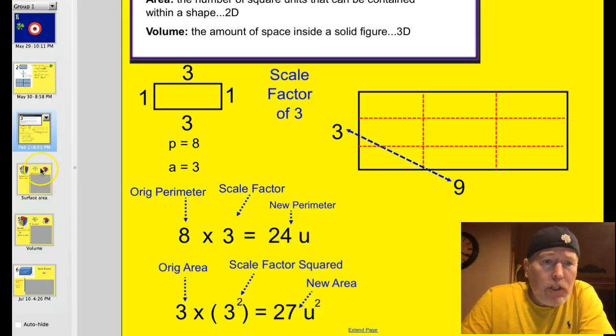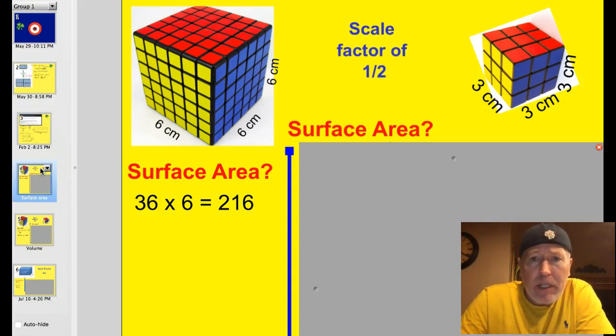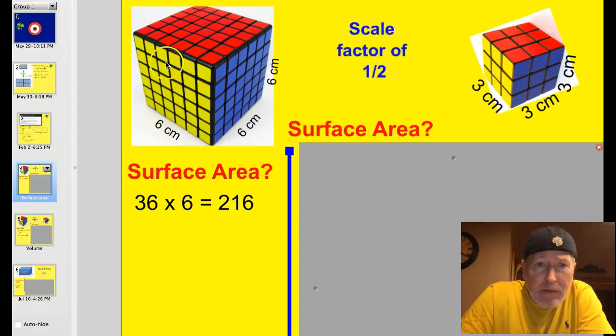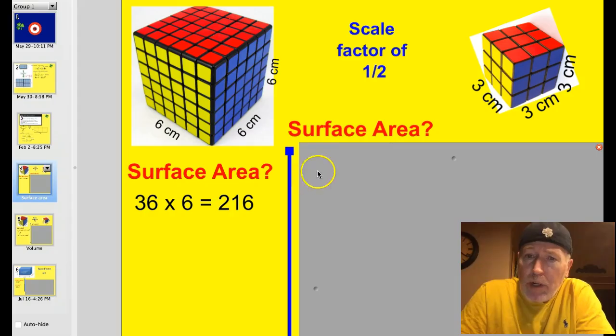All right, let's take a look at surface area. Now, we've talked a little bit about finding surface area of rectangular prisms, but let's use scale factor to find the surface area tonight. So we have this Rubik's Cube on steroids here. It's 6 by 6 by 6. So if we were to find the surface area of this, we could find 6 times 6. So this side would have 36 units squared. And there are 6 faces, so 36 units times 6 is a surface area of 216 centimeters squared.